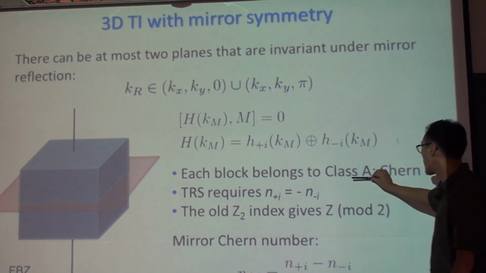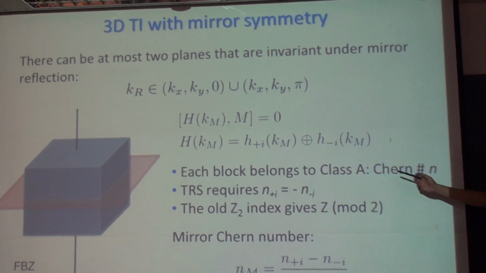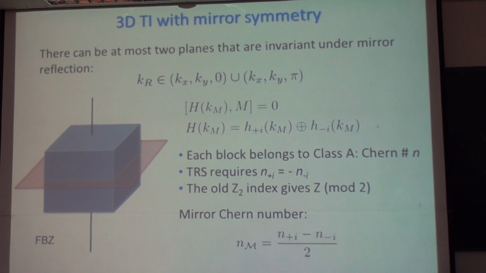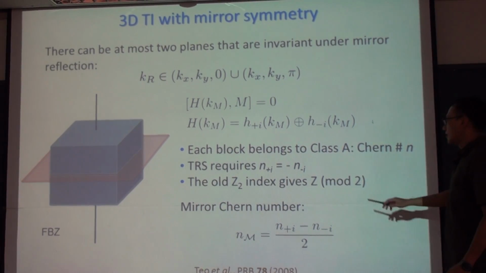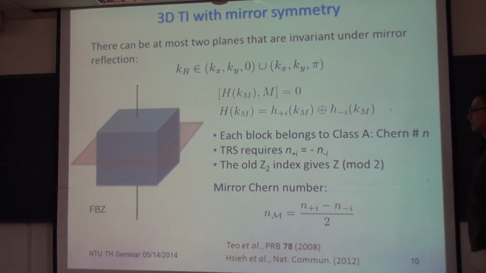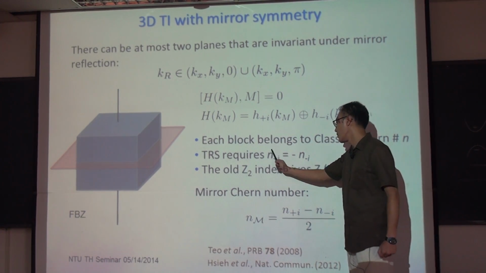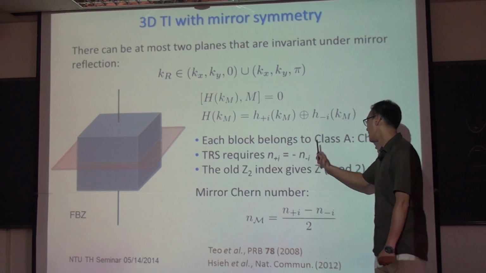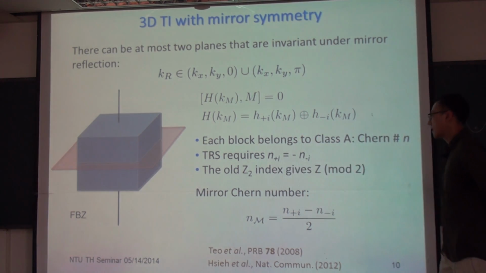So they belong to class A. This class A is some terminology. You can simply say they are in the same class as the integer quantum Hall effect. Integer quantum Hall is also class A. So for each block, you can compute its Chern number. This means the Chern number within block i. The Chern numbers should have opposite sign.